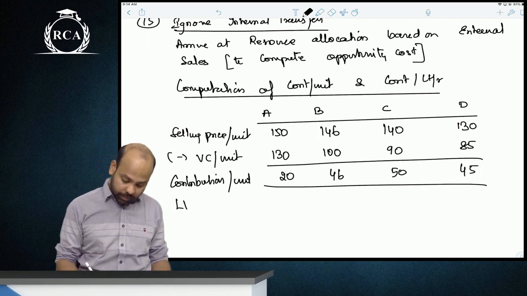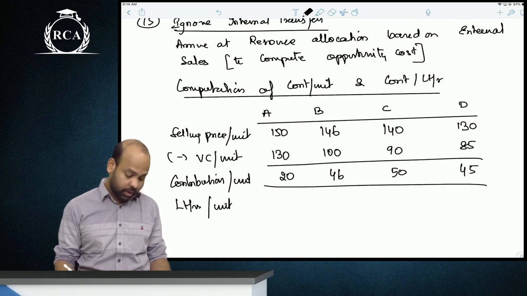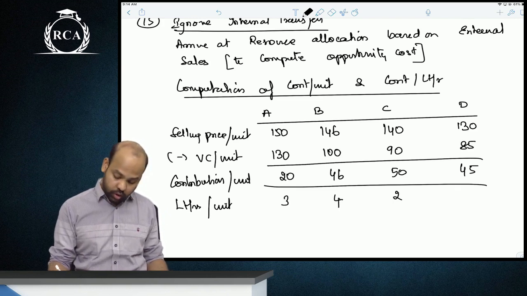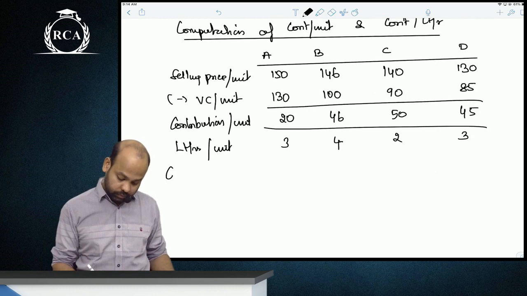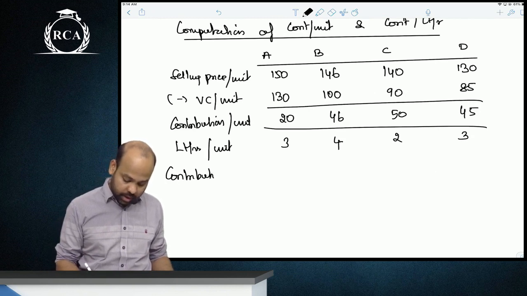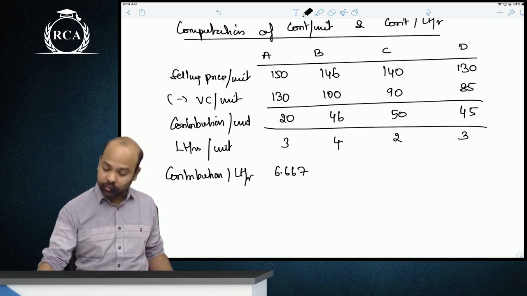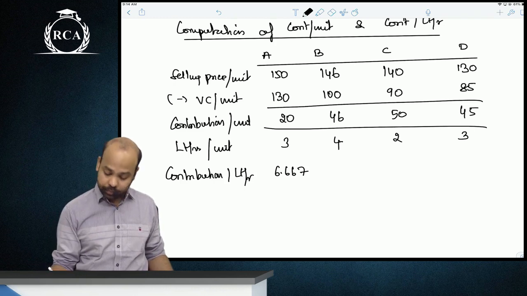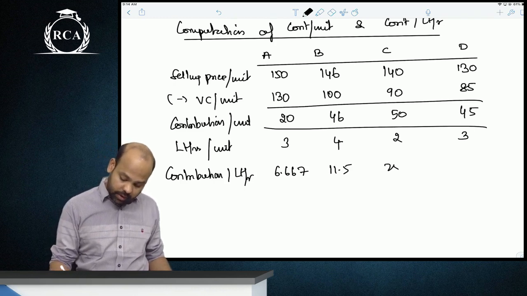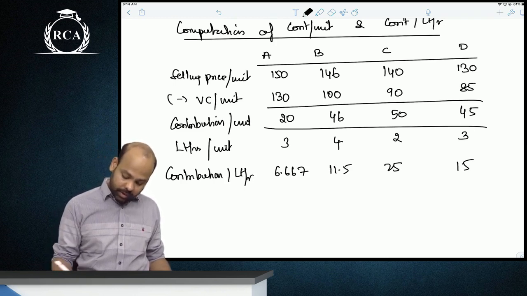The number of labor hours required per unit are 3, 4, 2, 3. The contribution per labor hour as such, guys: 20 divided by 3 is 6.667. 46 by 4 is 11.5. 50 by 2 is 25 rupees per labor hour. 45 by 3, beta, is 15 rupees.